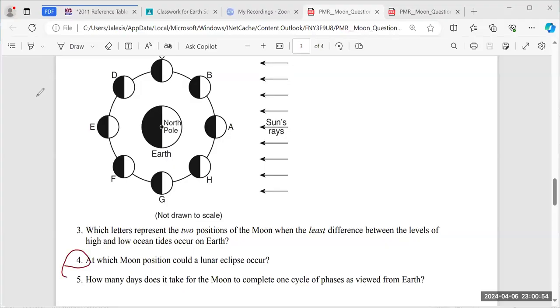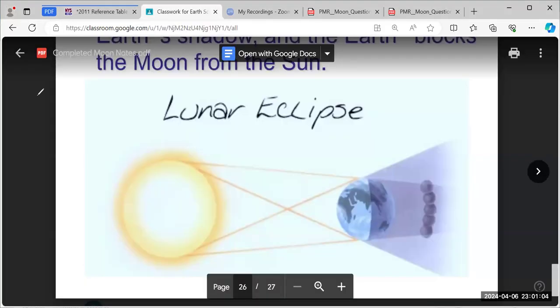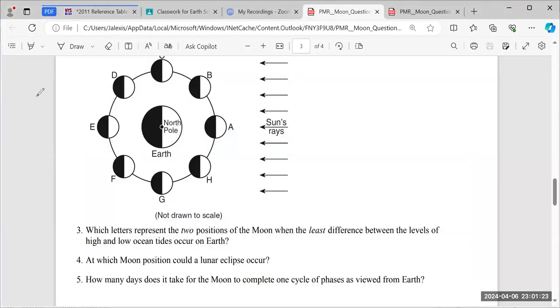All right, number 4. At which moon position could a lunar eclipse occur? So in our notes, a lunar eclipse occurs when the Earth is between the sun and the moon. That's something you have to memorize. In a lunar eclipse, the Earth has to be between the sun and the moon. So when I look at my question, at which moon position will the Earth be in between the sun and the moon?